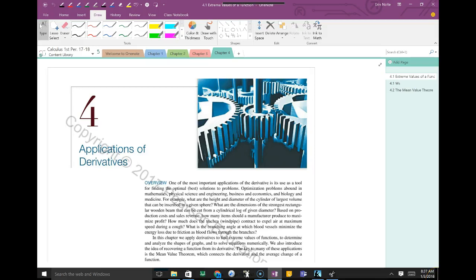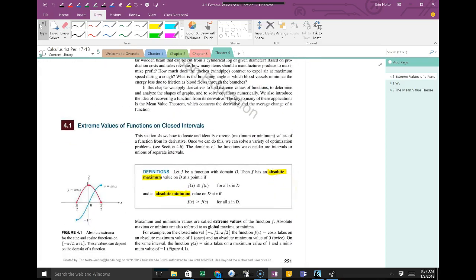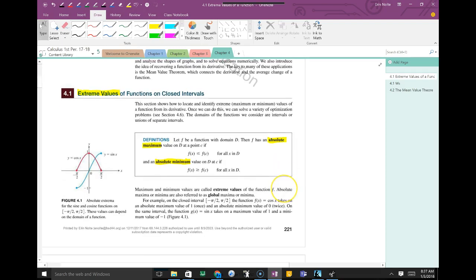So, chapter 4 involves application of derivatives. We did all the different derivatives in the last lesson. Specifically, what we are going to focus on is what are called extrema, also known as extreme values. I'm going to say the word extrema, but all I'm really talking about is mins and maxes.